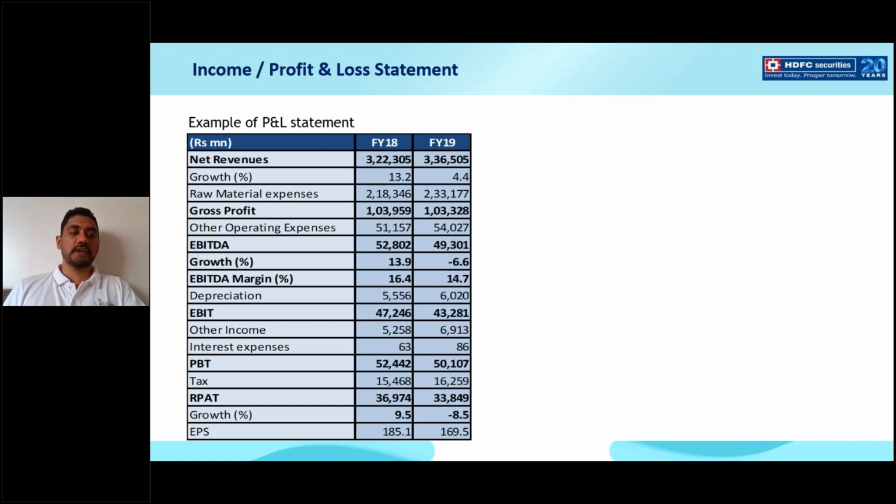So from the EBITDA, we deduct the depreciation and the interest expenses, and we add the other income. So we get the profit before tax of the company, and when we deduct the tax, we get the reported profit after tax of the company. Here we can see the profit after tax has reduced by 8.5% despite the growth in sales. So the profit margins of the company have reduced. This is because the EBITDA of the company has reduced while the fixed expenses like depreciation and interest expenses have grown. So this is a brief of how to analyze the profit and loss statement of the company.